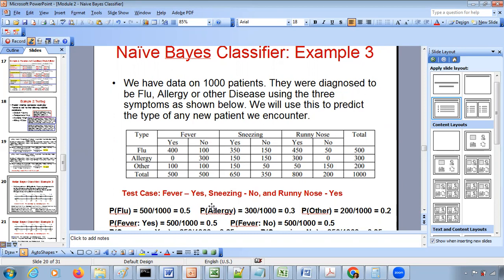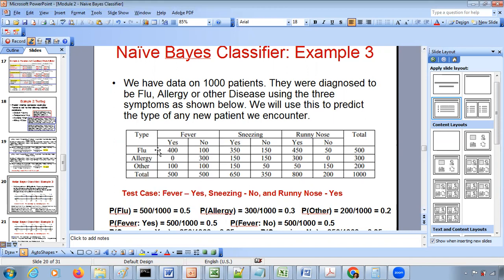Each of these three features has a yes or no answer value. The first thing is to understand this table that's given to us. There are three diseases out here: flu, allergy, and anything other than these two. You're given a total column as well as a total row. The total column indicates for each disease type what's the total observed. So flu, you have 500 in total. Allergy, you have 300 in total, and other diseases, you have 200 in total. The sum of these three values equals 1,000, and we have 1,000 patients here.